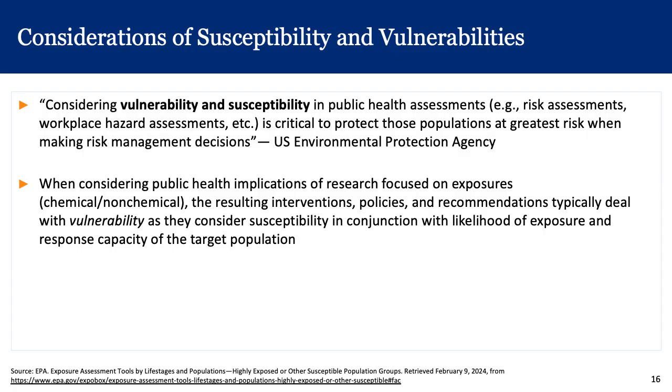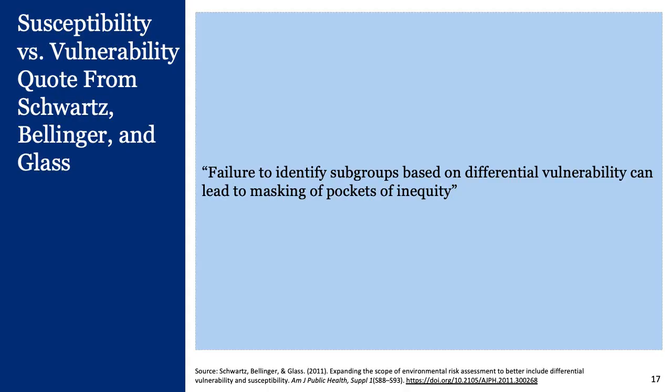When considering public health implications of research focused on exposures, whether they're chemical or non-chemical exposures, the resulting interventions, policies, and recommendations typically deal with vulnerability as they consider susceptibility in conjunction with the likelihood of exposure and response capacity of the target population. Lastly, failure to identify subgroups based on differential vulnerability can lead to masking of pockets of inequity. So I hope this helped understand the unique subtleties between susceptibility and vulnerability and how these play a role in worker health and safety.